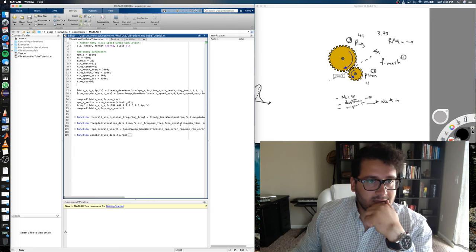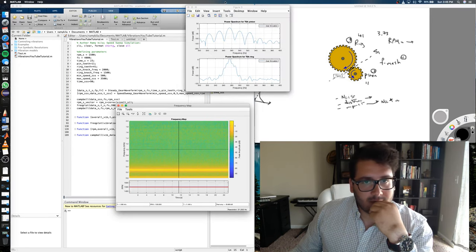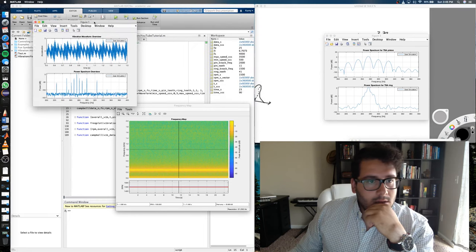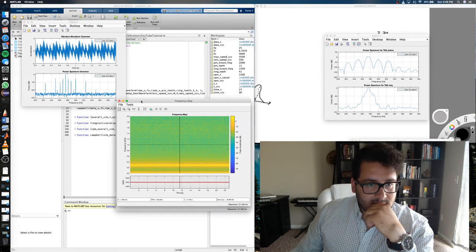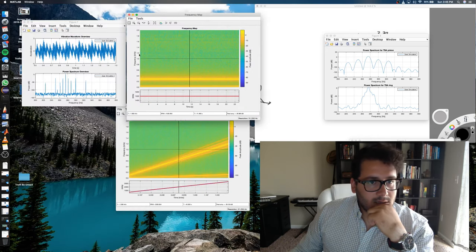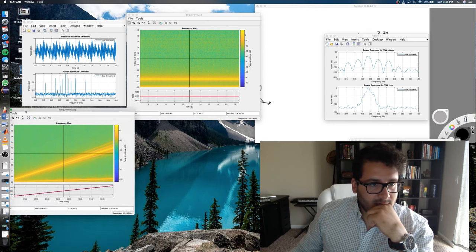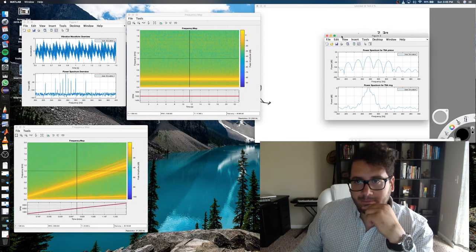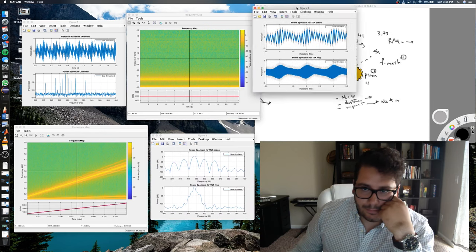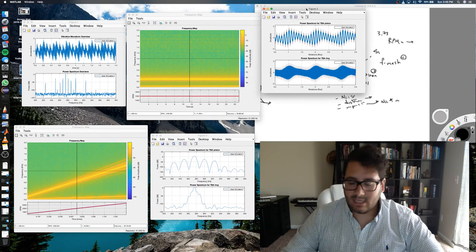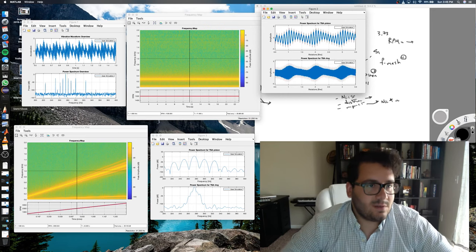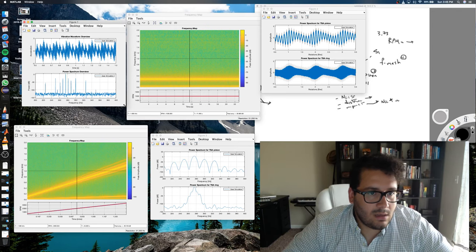All right, so let me go ahead and run my model so that we can discuss. Cool. All right, so let's discuss this. Let me put all the stuff up here so we discuss what's happening. Okay. So what you're looking at here, number one, is the simulated waveform. So this here is my simulated waveform.